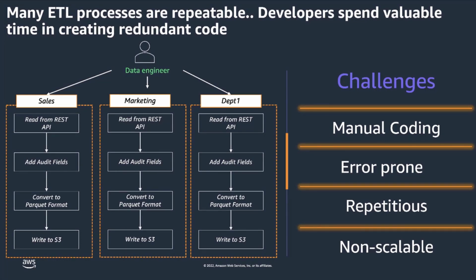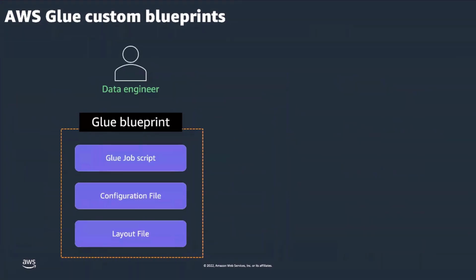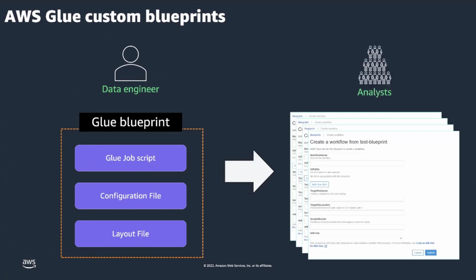So how do we avoid that developer spending that valuable time? And how do we avoid the errors and the pain? Glue gives us custom blueprints. These are workflows that are templatized. You simply give Glue a script, a configuration file, essentially how you want us to prepare and launch the environment for your workflow, and a layout file to say, hey, what should the inputs and outputs to my workflow be? And we do the rest.